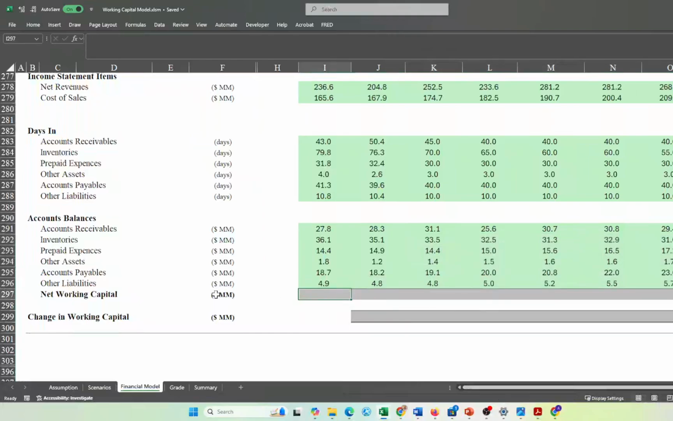Next, I want to know what my net working capital is. So this is fairly easy. What I'm going to do is sum up all the current assets minus sum up all the current liabilities. So we're going to go sum. I'm going to highlight all the current assets, close that up, and I'm going to subtract out the current liabilities, close it up, and that's our net working capital.